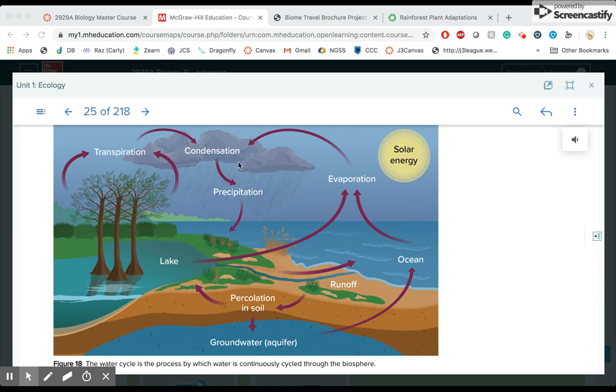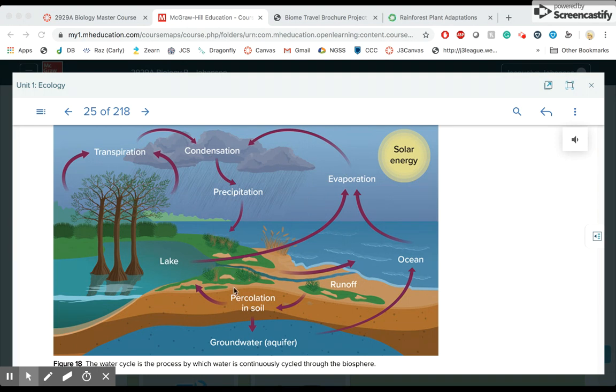And rain or snow or hail or sleet, they can all get condensed until they're heavy enough that they're no longer floating and they turn into what's called a precipitate. That means something that falls to the bottom and come down as precipitation. And so that's again rain, snow, sleet, hail. They precipitate down onto the ground. Now they can run off into the ocean where they eventually will evaporate again and condense.